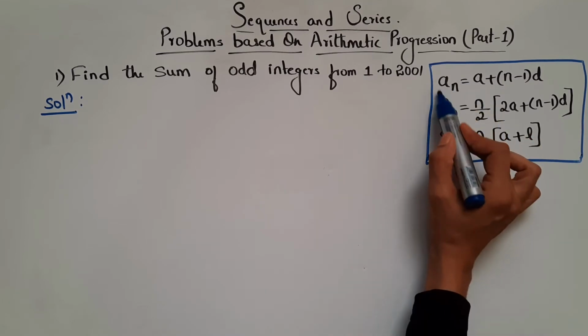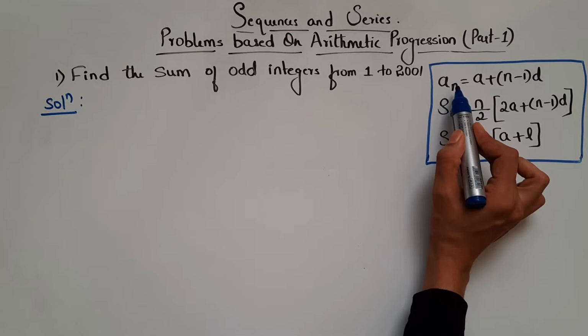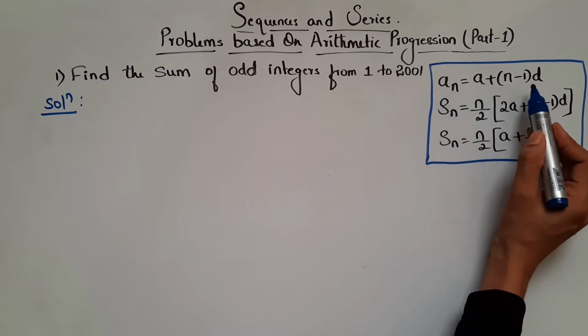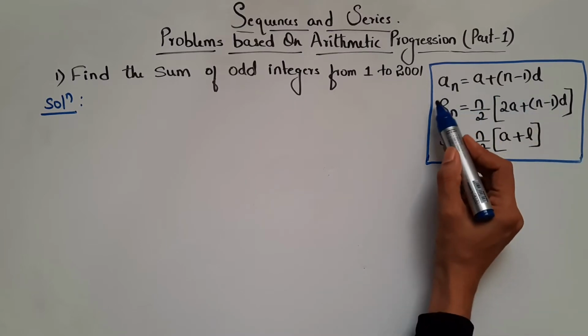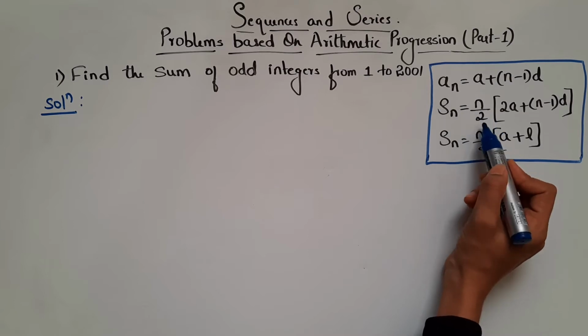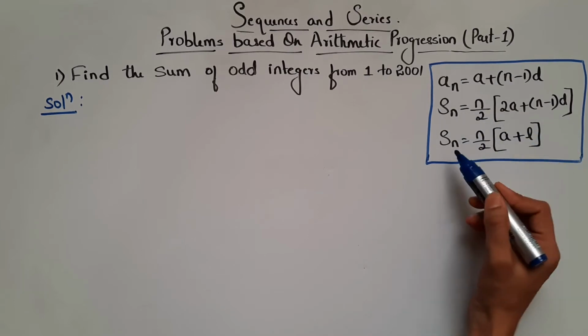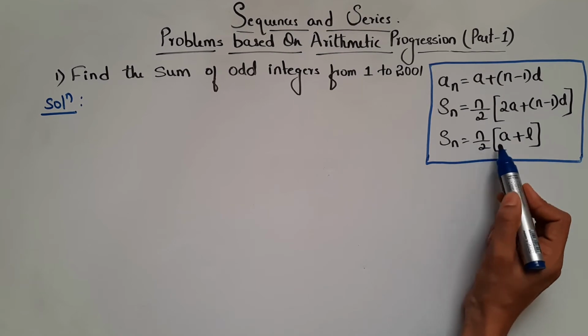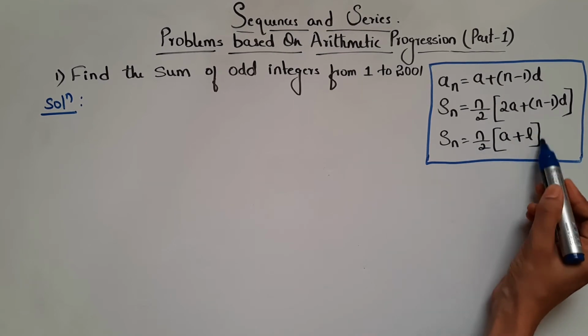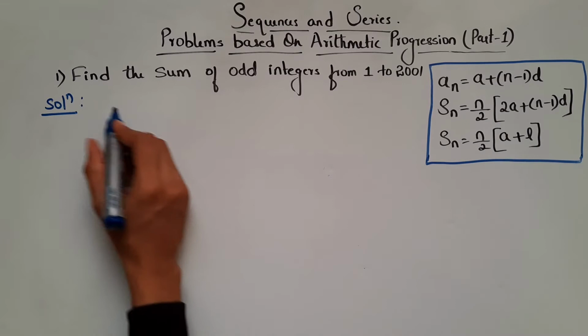Here an is the nth term of an AP, given by a plus n minus 1 into d, and the sum of n terms in an AP is given by n by 2 into 2a plus n minus 1 into d. This equation can also be written as Sn is equal to n by 2 into a plus l, when the last term of an AP is given. So now let's move on to problems.